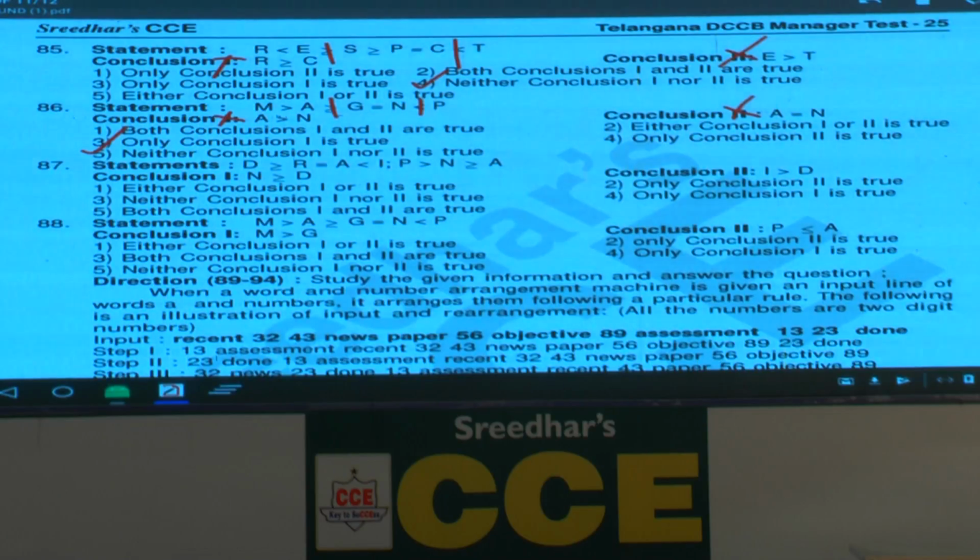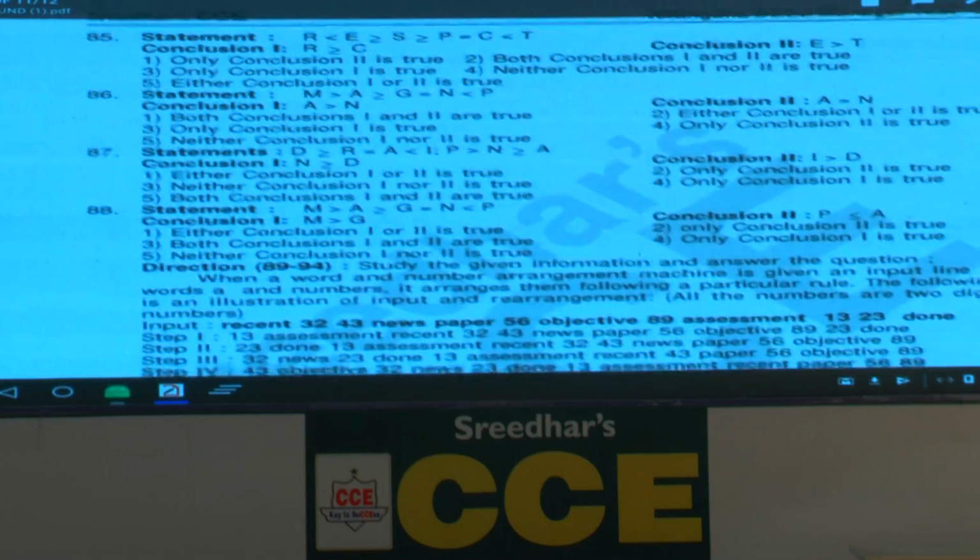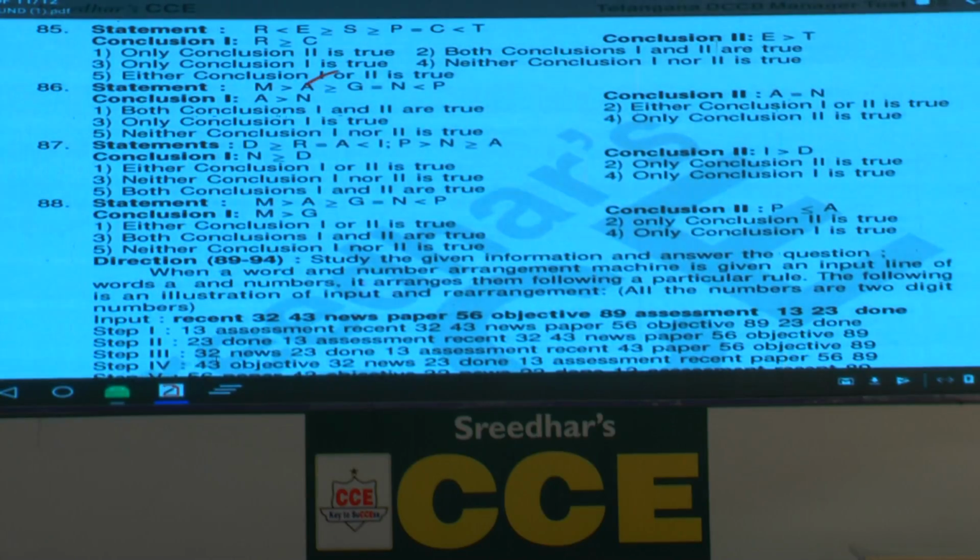Oh, sorry. Now the relation between what? The relation between A and N. Now A and N, what is the final conclusion we got here? A is either greater than or equals to N. Now the conclusion between A and N: A is either greater or equals to N. That means either the first conclusion or the second conclusion, hence either 1 or 2, that is choice 2.